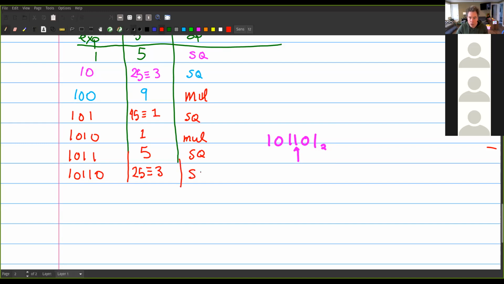And so now we square again, right? Yeah, that's right. 1, 1, 0, 0. And so now we have 9. And this last one is a 1. So we have to do one more multiplication. And so that gives us 45 again, which is 1. Exactly.